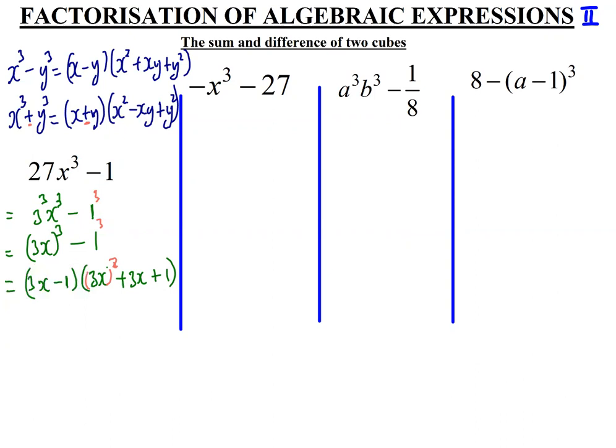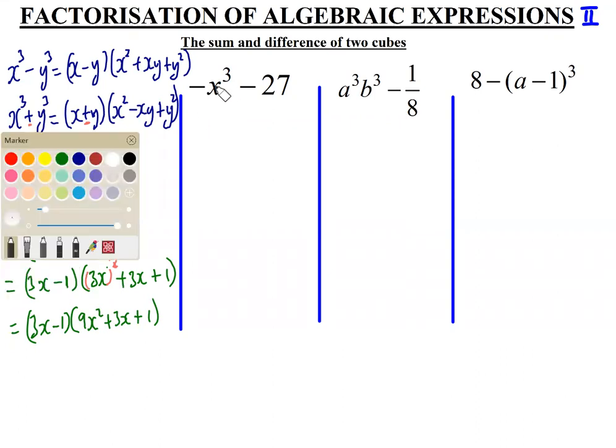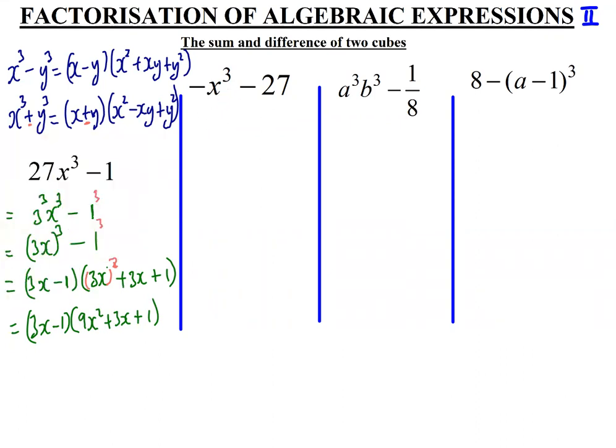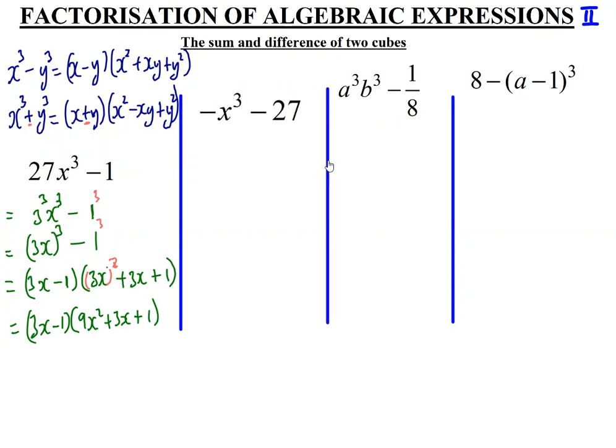Then in the last step here, you're going to have 3x minus 1, then you're going to be left with 9x squared minus 3x plus 1. Why am I putting minus there? Then it should be plus, okay? So let's have a look on this one here and see what we're supposed to do.